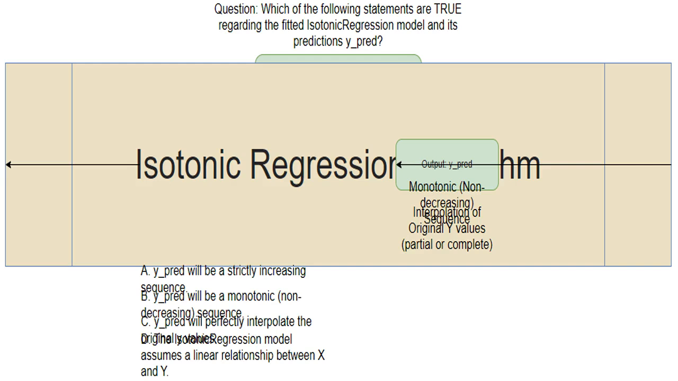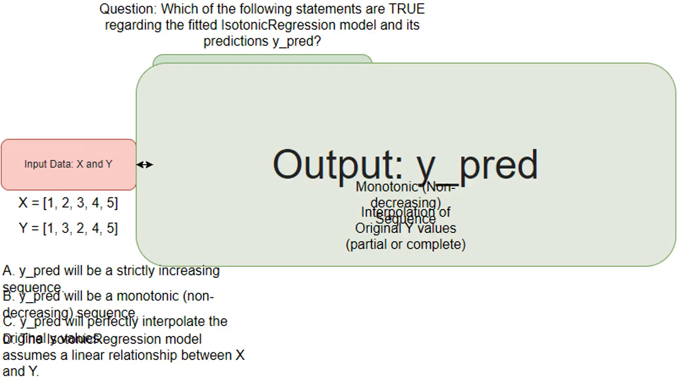The model will adjust y to create a monotonic sequence. The isotonic regression algorithm guarantees that the output will be a monotonic sequence. This means the values will never decrease. They'll either increase or stay the same from one point to the next.